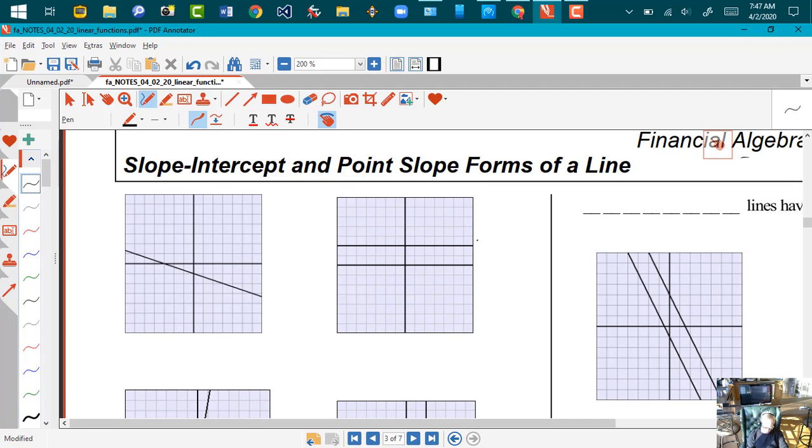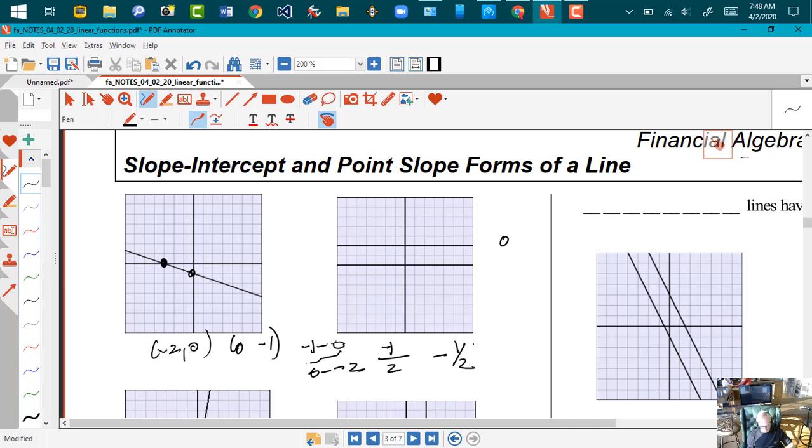I can tell this is a horizontal line, so the slope's going to be 0. This one goes through negative 2, 0, and 0, negative 1. So when I use the slope formula, I get negative 1 minus 0 over 0 minus negative 2. So that's negative 1 over 2, or negative 1 half.